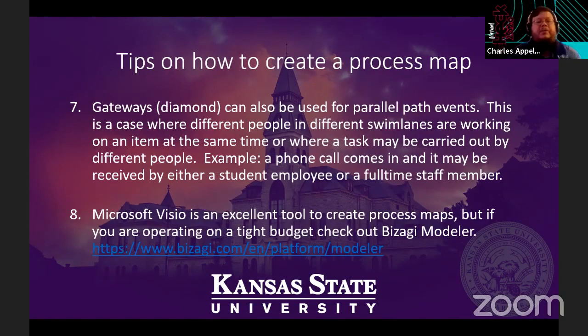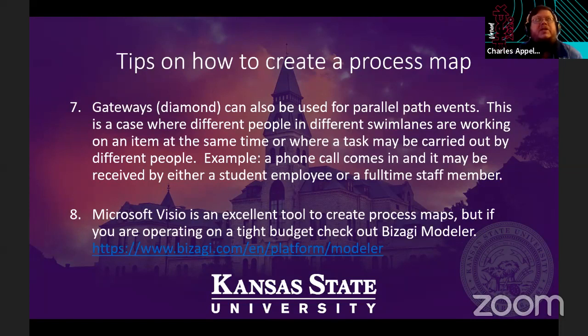So I have another tip related to the gateways. So this, again, is the diamond. There is another thing they can be used for. This is something that we didn't use a lot when we were doing our mapping, but we want to draw attention to it because we found that as we were getting more experience with process mapping, we had actually violated best practice, and this would have been the way to accommodate it. So gateways, in addition to being used for decision points, can also be used to designate parallel path events.